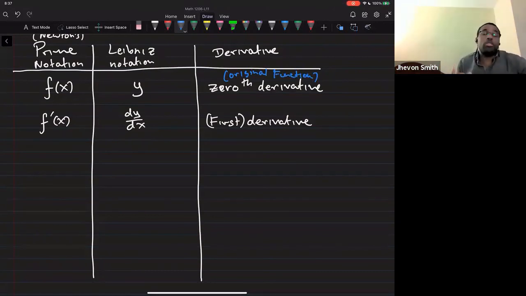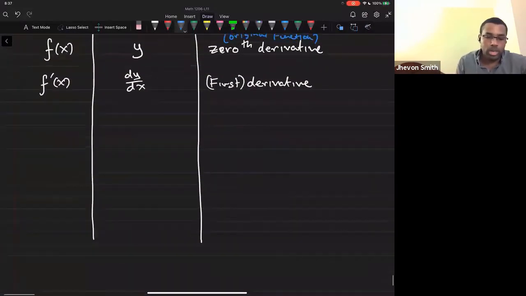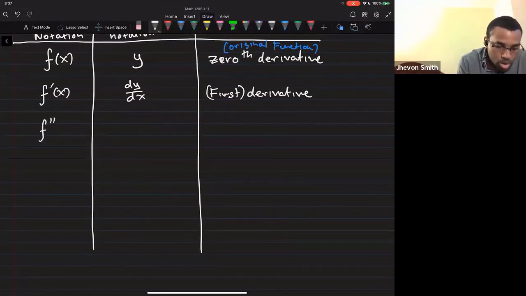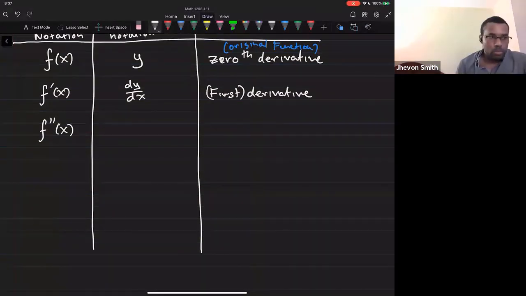But then you can take the first derivative, which means you do the limit as h approaches 0 of f of x plus h minus f of x all over h. Sometimes you might have a nice formula for that, and you can put it in here. And that would be the notation. How do you do the second derivative? Well, Newton just put another prime on it. So it's called f double prime.